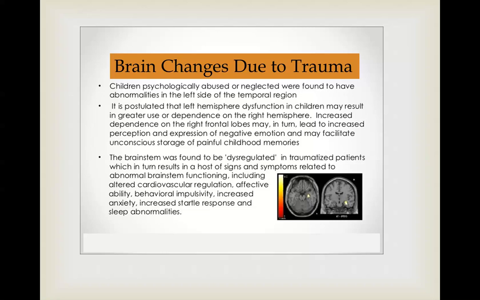And so we can read about how the brainstem is dysregulated, and the physiology of it is critical and can inform. Frankly, I'm not at the point of feeling like I've mastered the physiological aspects of this. I'm more interested in the cognitive and the emotional aspects of this. But these changes in the brain can include altered affective ability, behavioral impulsivity, increased anxiety, increased startle response, in addition to sleep abnormality.